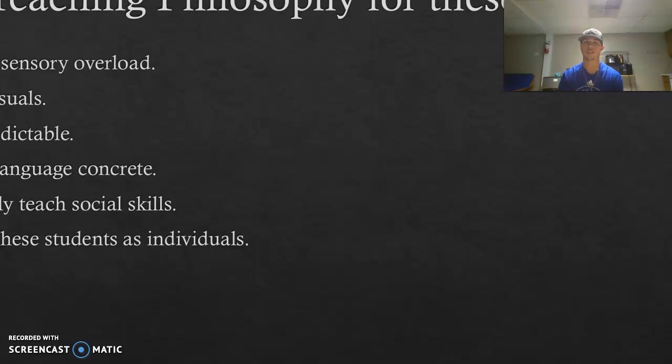So a teaching philosophy for these students that I found to be common throughout my research is there are 6 steps. 1. Avoid sensory overload. 2. Use visuals often. 3. Be predictable. 4. Keep the language concrete and simple. 5. Directly teach social skills. And 6, most importantly, treat these students as individuals just like everyone else within your classroom.